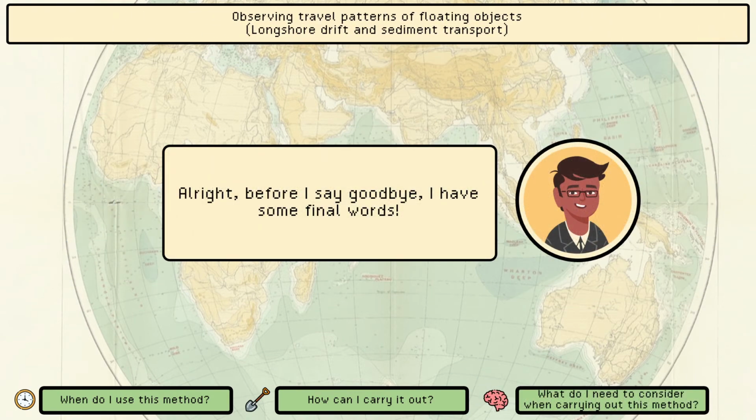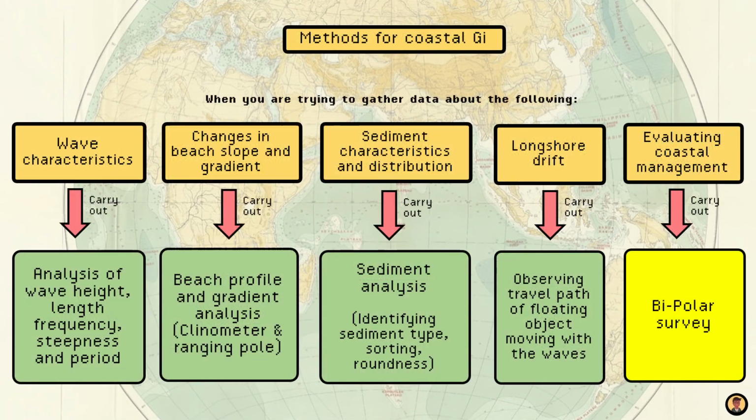Alright, so now before I say goodbye, because this is the final part of the video, I have some final words. So let me just pull up this overview. You are now masters of these 4 different methods. We will not be going through this last one today. You should be able to list down, describe, and explain to me how to do each method, as well as tell me what are the considerations that you need to keep in mind when you are doing this.